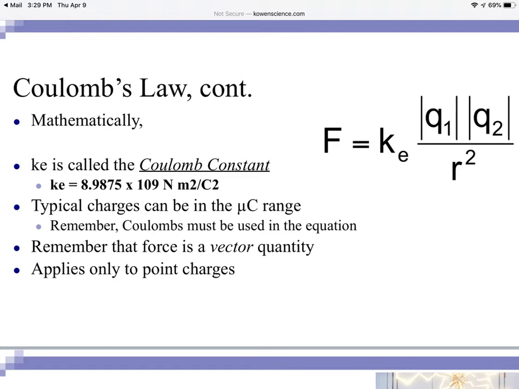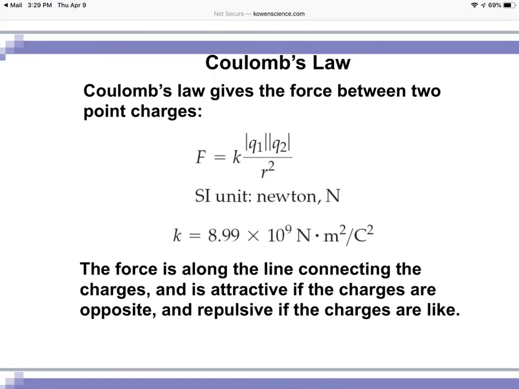A few things for you to go over. Again, that last statement that we just mentioned, that it's attractive if the charges are opposite, and it's repulsive if the charges are alike. It must be used in this particular equation, and the force is a vector quantity. So Coulomb's law gives the force between the two point charges. The metric unit we have is Newton. Again, this is our Coulomb's constant.